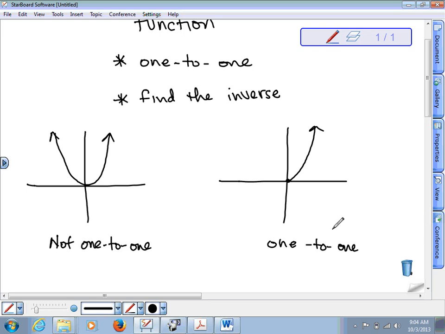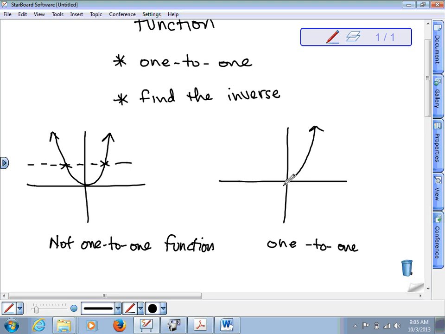The vertical line test is for testing if it's a function. There's a similar test called a horizontal line test, and that is testing for one-to-one. So this parabola, if I were to draw a horizontal line through it, I hit it more than once, correct? That's why it's not one-to-one. It fails the horizontal line test. It's still a function, but it's not a one-to-one function.